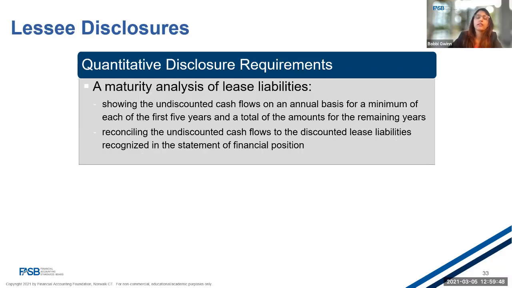The maturity analysis table is similar to the 5-year table provided under 840. So it's for the subsequent 5 years, the undiscounted cash flows, and then for the remaining years after that. And then there's a requirement to reconcile those undiscounted cash flows to the lease liabilities presented on the balance sheet. So with that, I'll check the question.